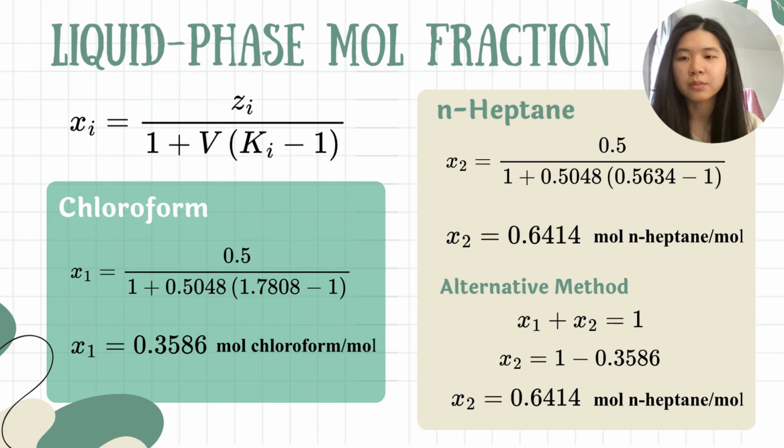Since we know that the total mole fraction is equal to 1, we can also use the alternative method, which is 1 minus the mole fraction of chloroform to get the mole fraction of n-Heptane. Both methods will give a similar answer. This result indicates that the liquid stream contains a higher concentration of n-Heptane.